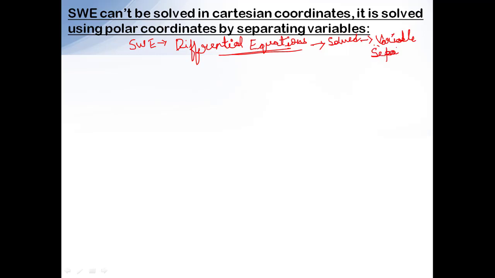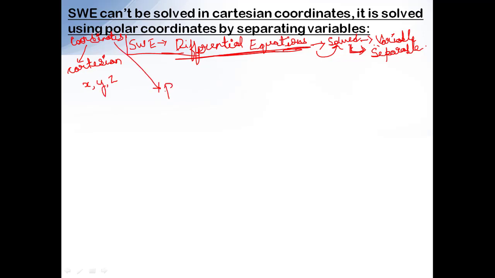Those from a bio background just know that yes, the Schrodinger wave equation is a differential equation, and differential equations can be solved by a method called separation of variables, or the variable separation method. Now, before moving on to the solution of the Schrodinger wave equation, you all know that coordinates are of two types. First is Cartesian coordinates, that is your x, y and z. The other coordinate system is the polar coordinate system.